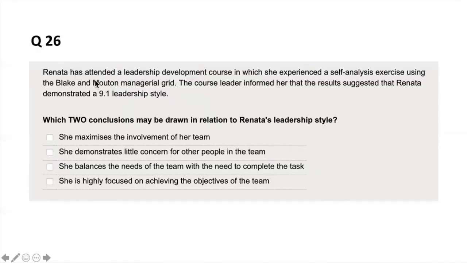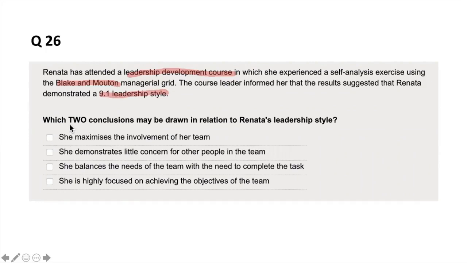Question 26. Renata has attended a leadership development course in which she experienced a self-analysis exercise using the Blake and Mouton managerial grid. Now, this is a theory. It's a grid. I will show it to you. The course leader informed her that the results suggested that Renata demonstrated a 9.1 leadership style. Now, to understand what a 9.1 leadership style is, and if you haven't studied it, you can see the grid and you'll get it. So give me a moment.